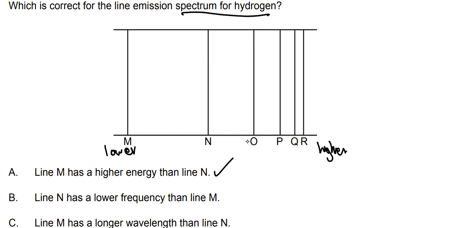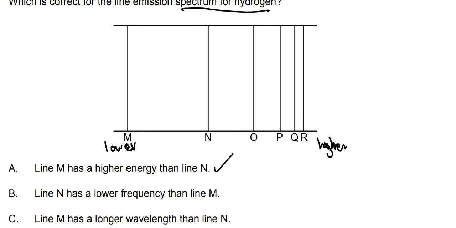That seems to be correct. Let's just compare the other ones. Line N has a lower frequency than line M. Wait, sorry, this is not correct. So N has a higher energy than M. N has a lower frequency than M.